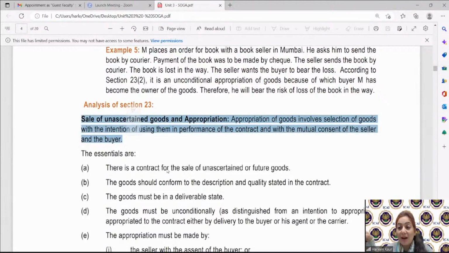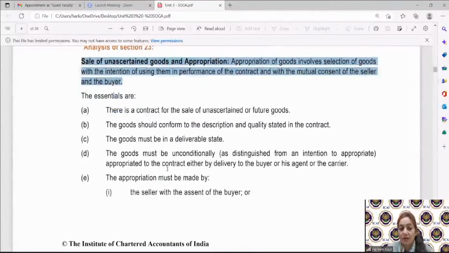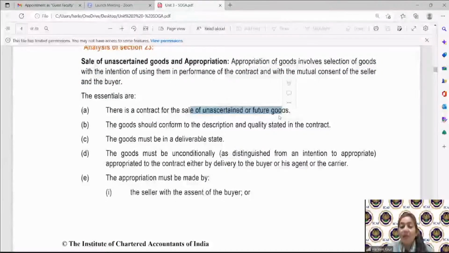Only if you really want to buy it, not just picking it up for viewing it. So there should be consent of buyer and seller. You should be willing to buy the goods. You have selected the goods with the intention of performing the contract. So number one, there should be the sale of unascertained or future goods. This rule is applicable only for unascertained and future goods. And the goods should be of the description. You have given me a description and I'm giving you the goods as per the description. The goods should be in deliverable state. Very important.